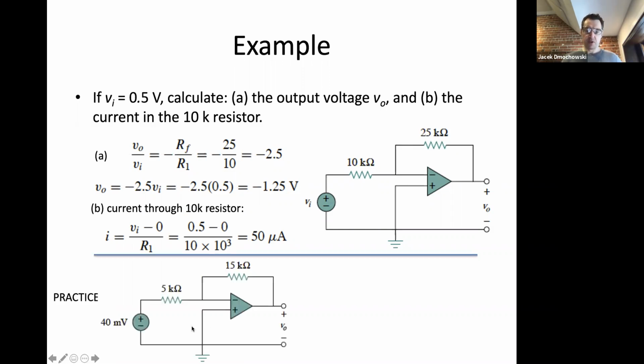All right, let's do another one. So this dashed line means that we're moving on to a new problem. So we have another inverter. The feedback resistor is 15K. The input resistor is 5K. And our input voltage is equal to 40 millivolts.